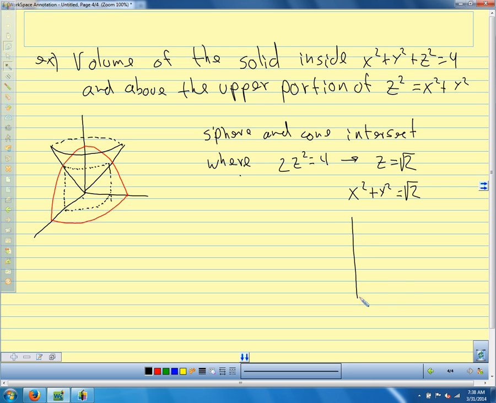So I'll sketch a quarter of our region. X squared plus y squared equals 2. So that's our region in our xy plane.